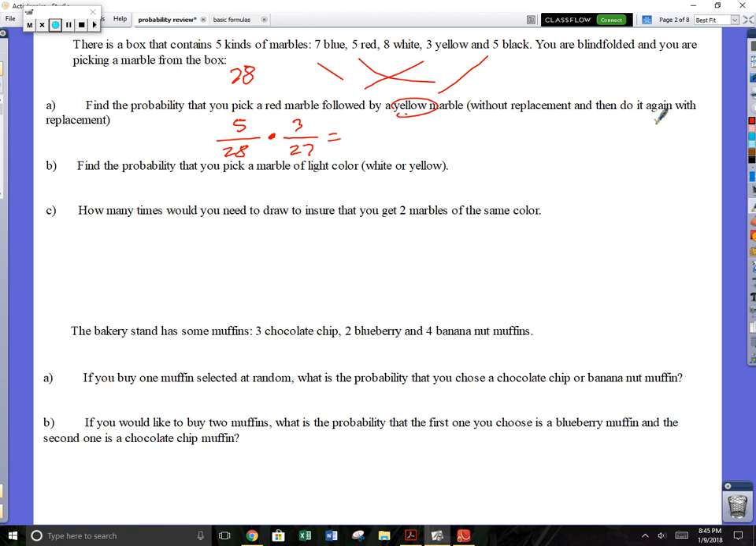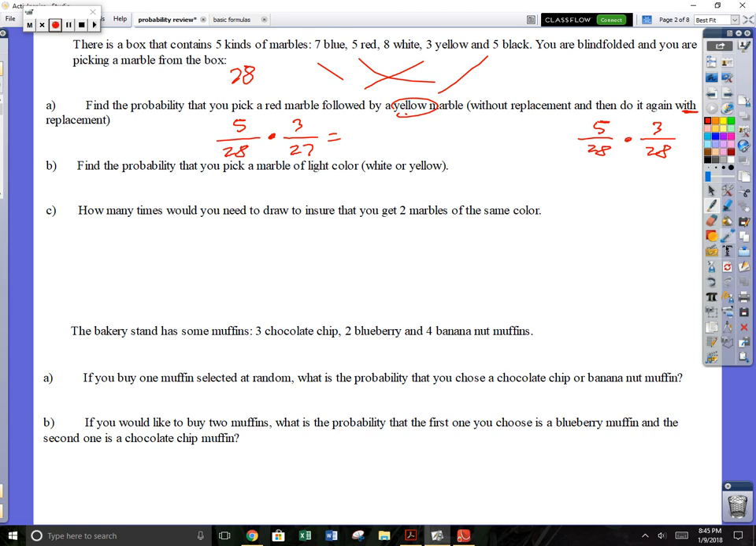And with replacement, so that means you draw, and then you put it back in the bag. So with replacement, that would be 5 28ths multiplied by 3 28ths, because all 28 marbles are in the bag because you put it back in after you drew. So slightly different. Okay, let's do B.